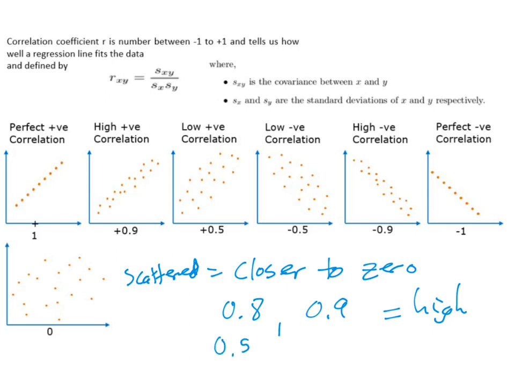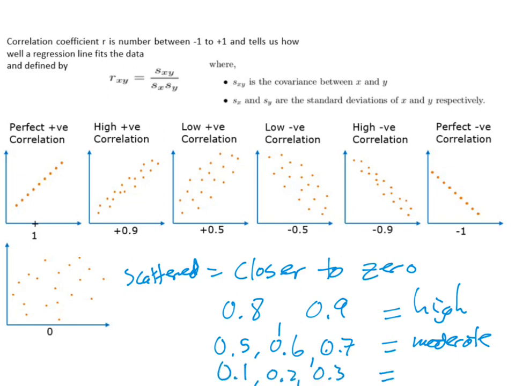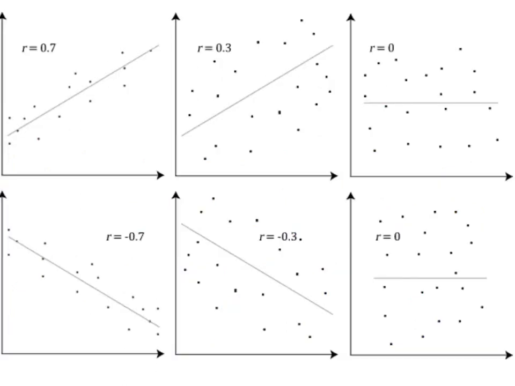Something like 0.5, 0.6, 0.7, those are kind of moderate. And then things that are less than 0.5, things like 0.1, 0.2, 0.3, those are said to be really low or weak correlations. On your assignment, you already got a bunch of correlation coefficients, and we're going to have you write about how good the correlation is between those 2 variables. We're going to look at a few examples of what things look like visually first so you can see it. Here are some other correlation coefficients, right?